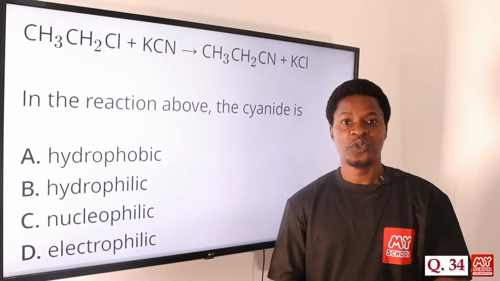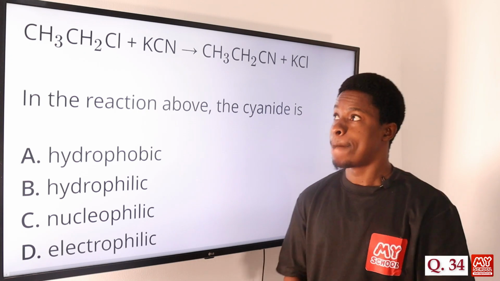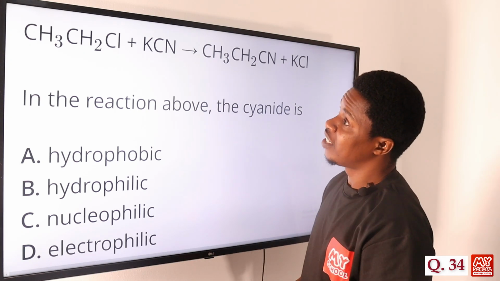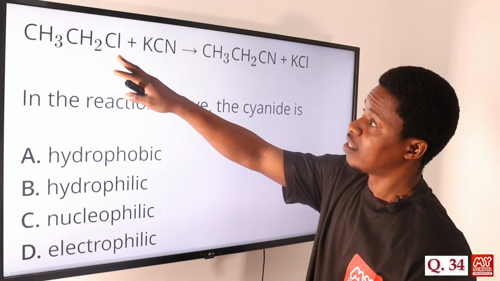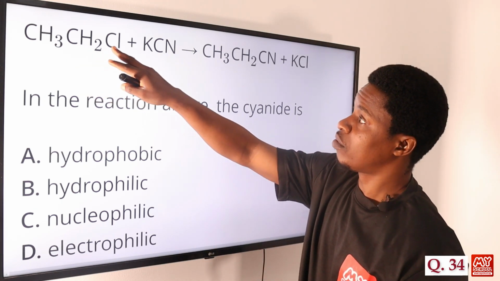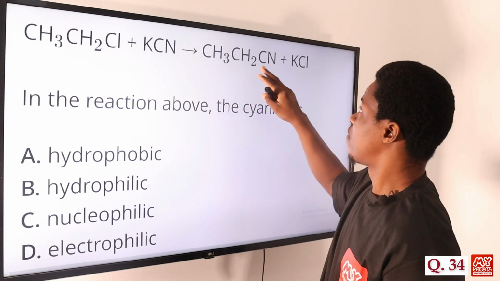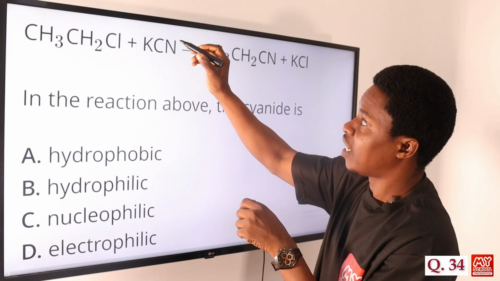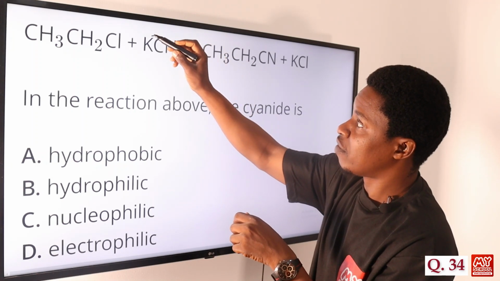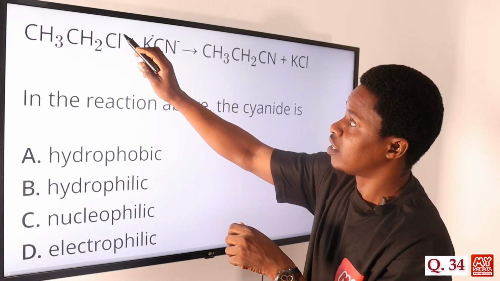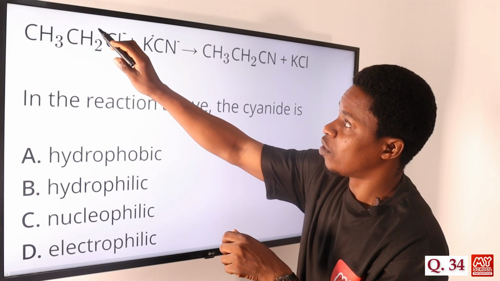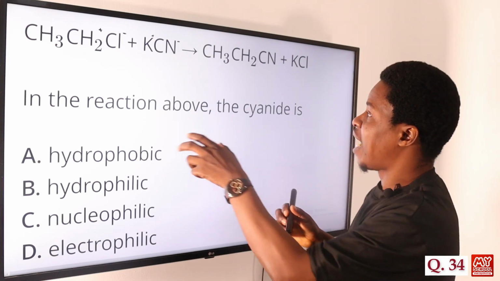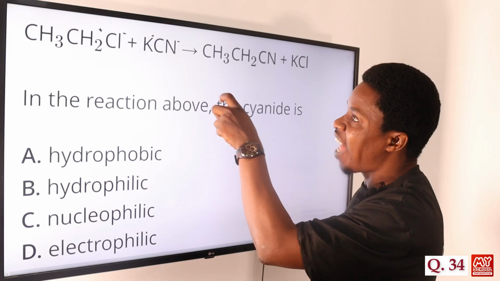Now let's move on to question number 34. We have a chemical reaction here, an equation between CH3CH2Cl plus KCN to give this and this. Of course, you can see that CN is negatively charged, okay? Then K is positively charged. Cl is negatively charged. CH3CH2 is positively charged.